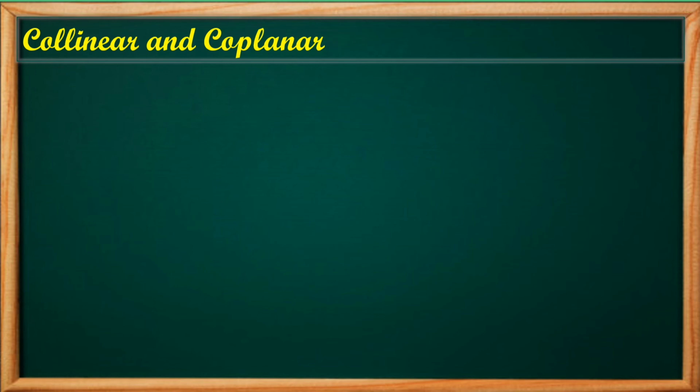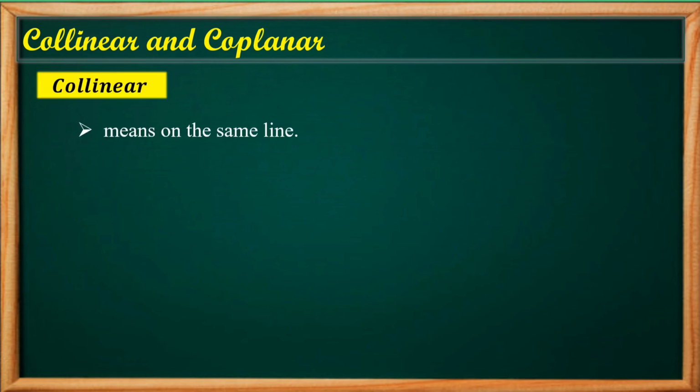Hindi siya part of the subset of a line, but we will need to discuss what is the collinear and coplanar. But before that, let's have a short review. Sandali lang. The line segments, rays, and intersecting lines are the subset of a line. Now, we have here the collinear and coplanar. Kapag sinabi natin collinear, it means on the same line. Ano ba yung on the same line? Ibig sabihin, nasa iisang linya lang sila. In just one line, that is collinear.